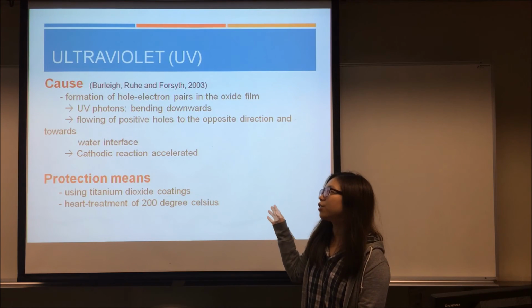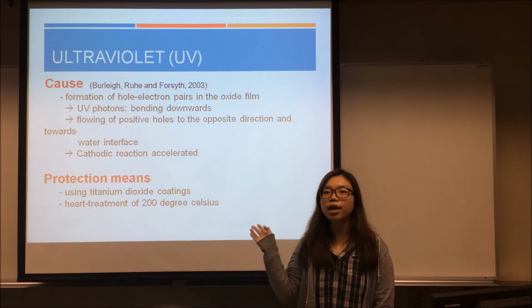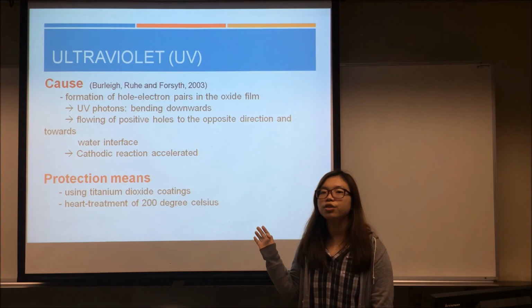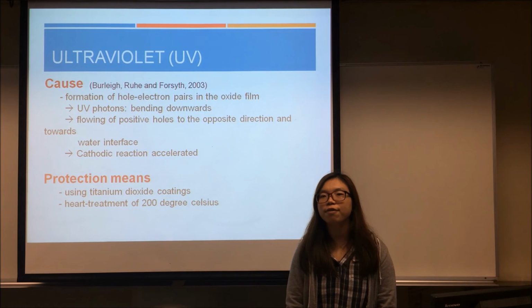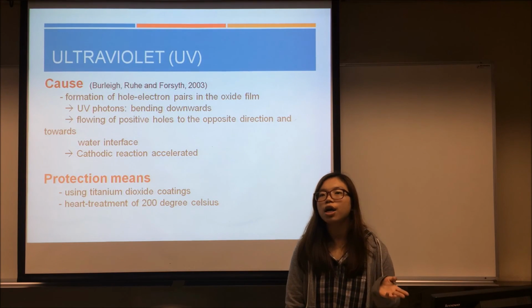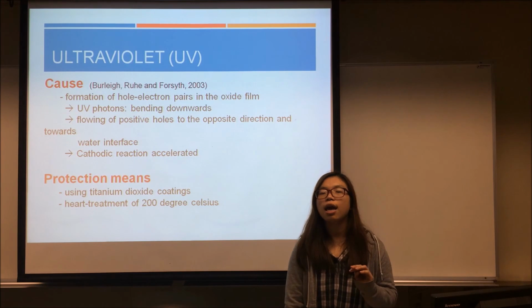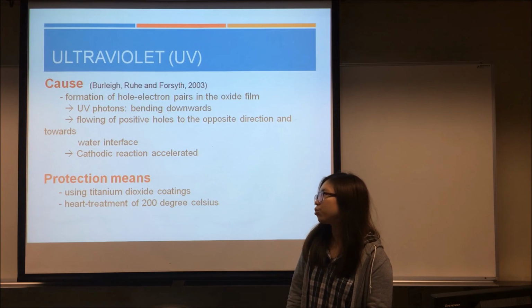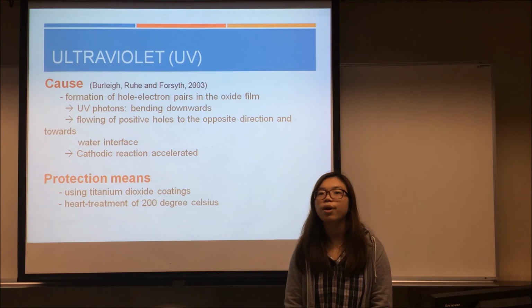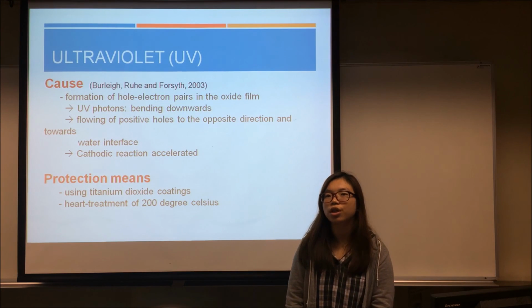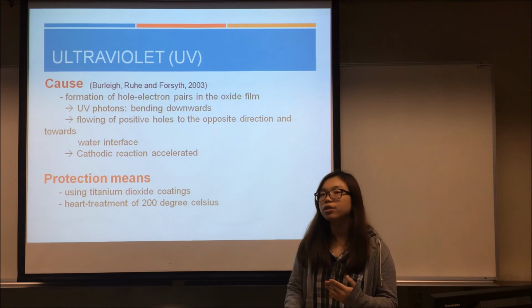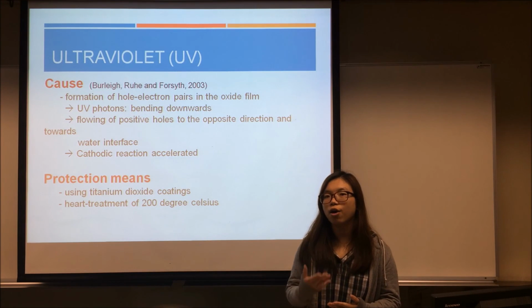Moving to the last part, the protection means. To tackle the above corrosion, Young suggested a method in 1995 using titanium dioxide coatings to inhibit the corrosion of copper from UV illumination, while Subaris in 2004 suggested that heat treatment at 200 degrees Celsius also has a positive effect towards the induction of photo effect on the copper.